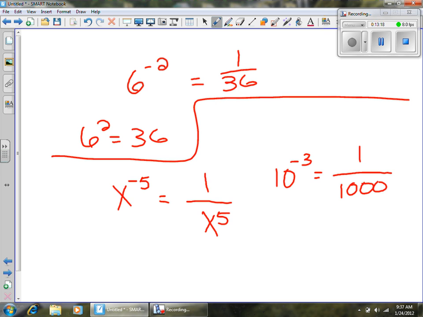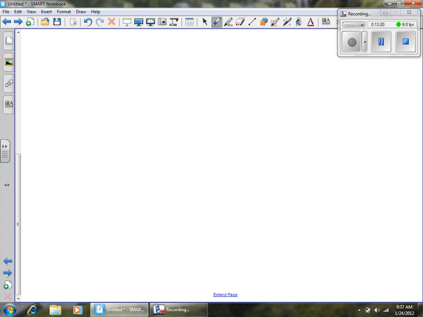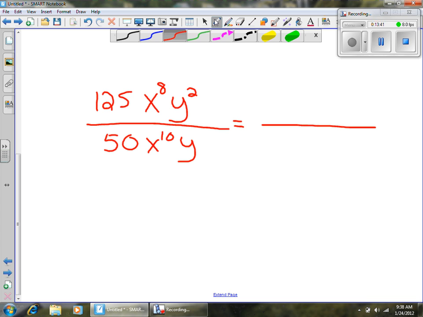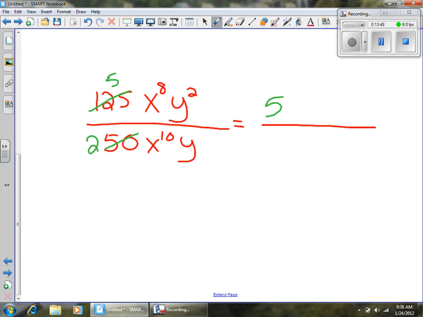So how do we use that in a problem? Well, if we have a big problem like this, say 125 x to the 8th y to the 2nd divided by, say, 50 x to the 10th y. I'm going to divide like I normally would. I'm going to simplify this fraction here, which I know 25 will go into. 25 will go in there 5 times. 25 will go in there twice. So my coefficient in the numerator will be 5, and my coefficient in the denominator will be 2.